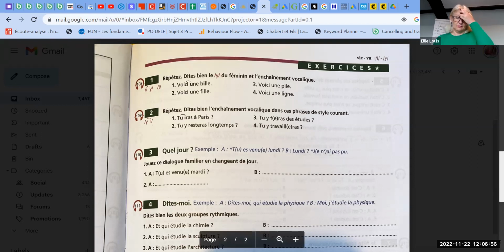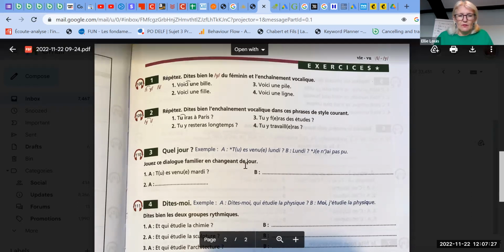Vie, vue. Exercice 1. 1, Voici une bille. 2, Voici une fille. 3, Voici une pile. 4, Voici une ligne. Very good. Okay, so hopefully you're happy with how that was sounding. Right, we're going to listen to another one of these now.